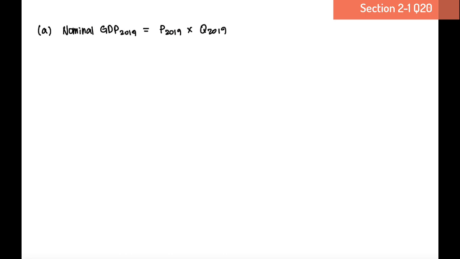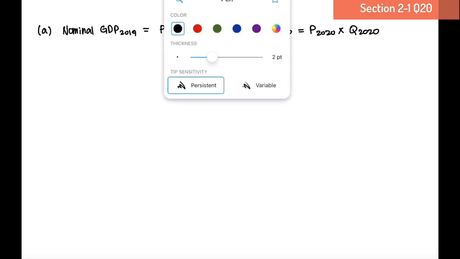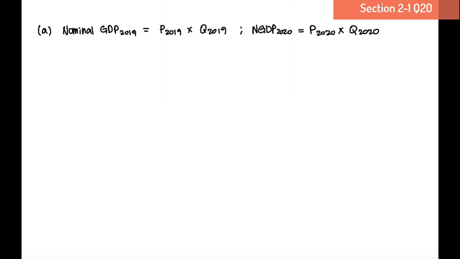Same thing with nominal GDP of 2020. You would use the prices of that year, 2020, and the quantity of that year, 2020 as well. So we have three goods in this economy. We have candles, we have hot dogs, and mints.